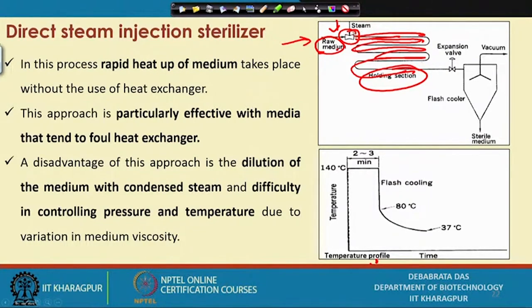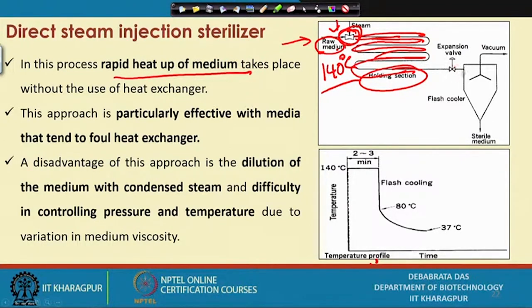and steam mix together instantaneously and raise the temperature. Suppose your sterilization temperature is 140. In industry we use 140 degrees centigrade, because we keep it for a very short time, not like our lab's 121 degrees centigrade. So this is the rapid heat up of the media that takes place, am I right?